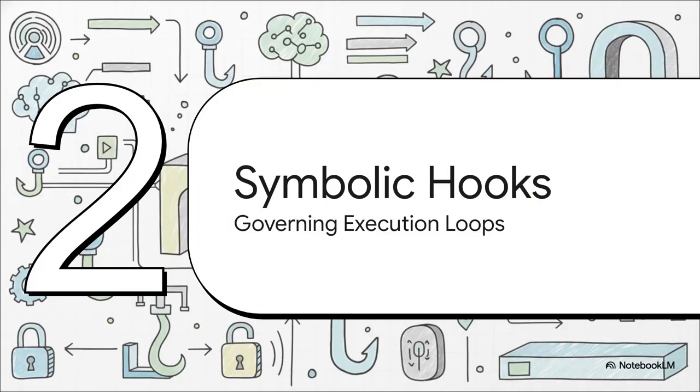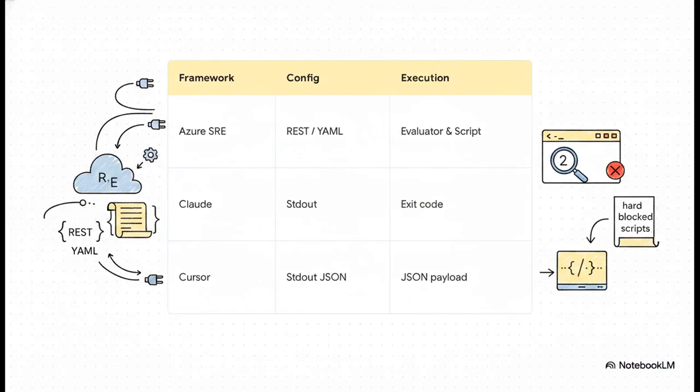Moving on to Section 2, Symbolic Hooks and Runtime Interception, Governing the Execution Loop. Zooming in on the symbolic layer for a second, it's fascinating to look at how different enterprise frameworks actually handle runtime interception right on the developer's machine. Azure SRE, for instance, configures hooks via a REST endpoint or some structured YAML, relying on independent evaluator models for prompt hooks and sandbox scripts for command hooks.